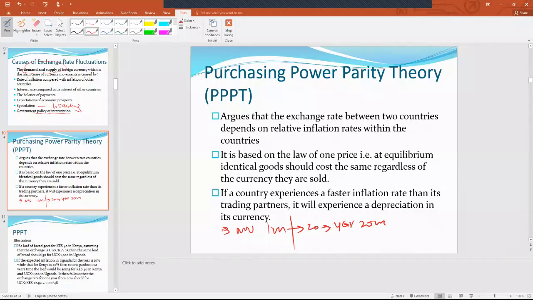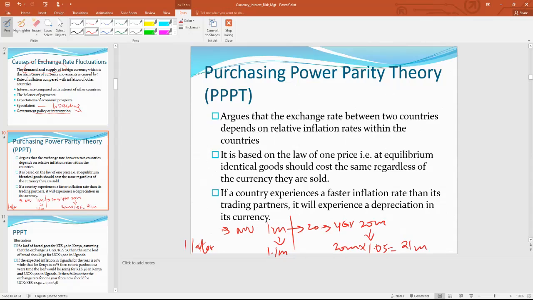So in a year's time, let's say 1 year later, if the inflation in Kenya increases by 10%, the price of the same car will be 1.1 million in a year's time. In Uganda, if the inflation was, let's say, 5%, the price of the same car will be 20 million times 1.05 to give us 21 million, I guess.